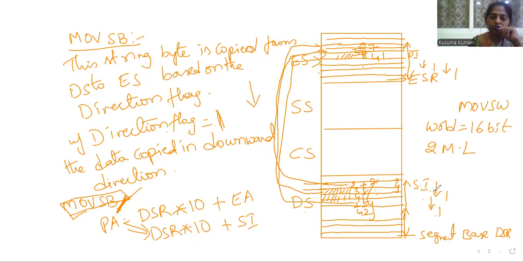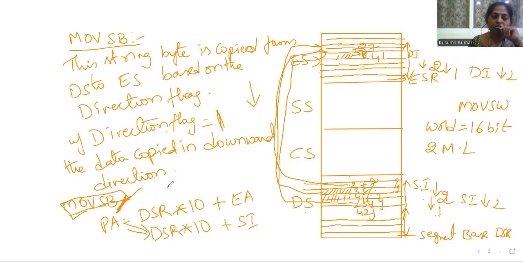So source index register is decremented by 2. Destination index register is decremented by 2. So at a time, 27, 38 are copied. That means lower byte and higher byte are copied here. Similarly, again, the source index register is decremented by 2, and the destination index is also decremented by 2. Next two bytes, lower byte and upper byte, are copied from data segment to extra segment.